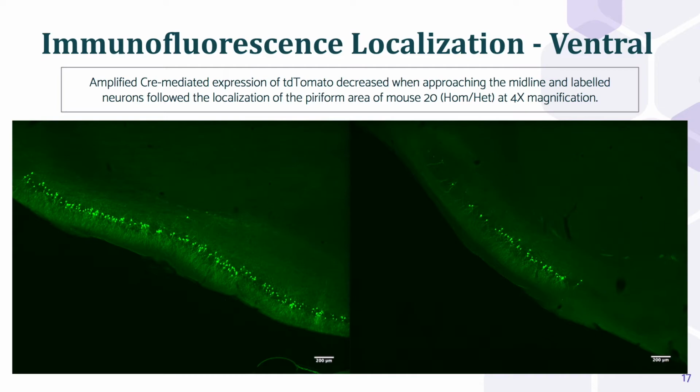This image gives a comparison of the same area and the same mouse, but a lateral section on the left and a medial section on the right. When approaching the midline, it was seen that the TD tomato fluorescence decreased and that the labeled neurons followed the localization of the piriform area, a part of the olfactory cortical area. This mouse, mouse 20, exhibited the highest amplified and native TD tomato expression. However, it was still not what was expected when compared to the widespread ZNT3 expression with ISH as shown earlier.